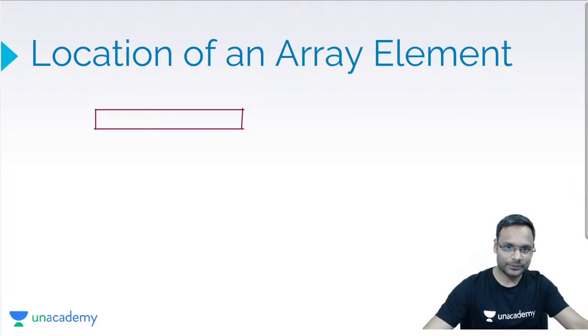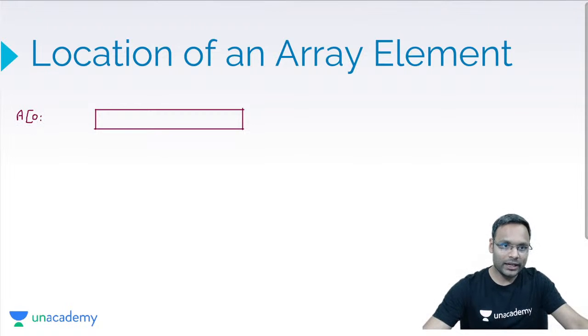Look at this. The easiest example, we will go with the easiest example. Let's say we have an array A which is having indexing starting from 0 up to 4. Fine. So 5 elements are there: 0, 1, 2, 3 and 4.